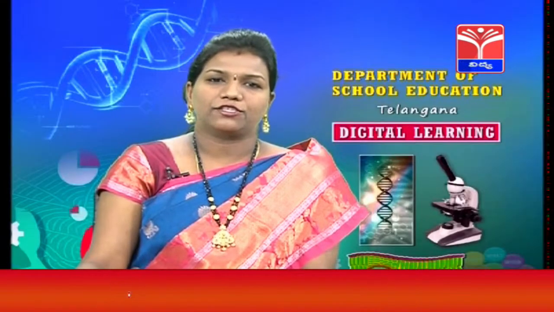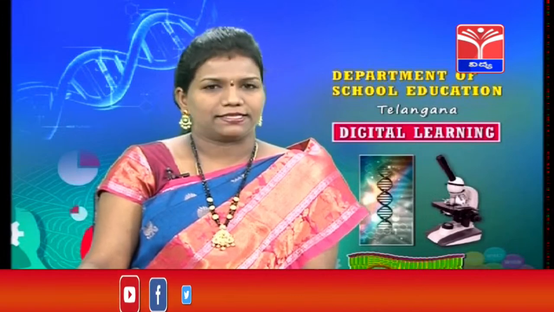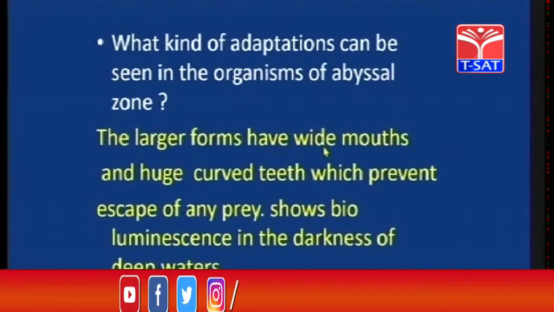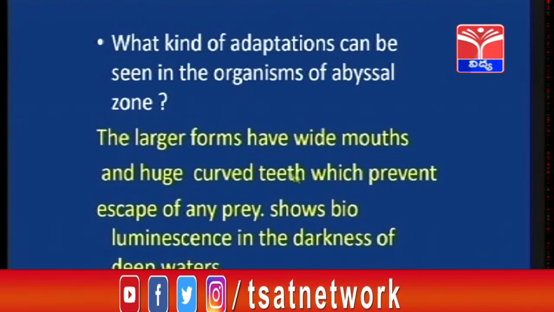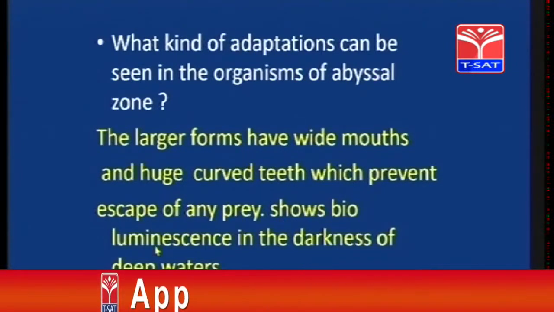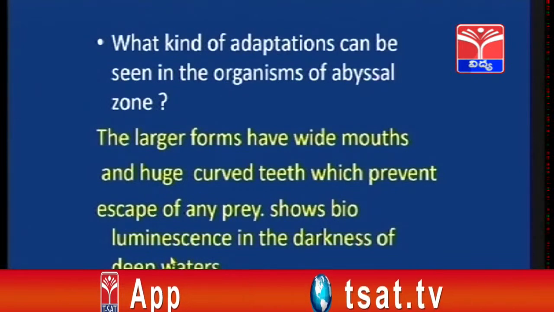What kind of adaptations can be seen in the organisms of the abyssal zone? The larger forms have wide mouths and huge curved teeth, which prevent the escape of any prey. They show bioluminescence in the darkness of deep waters.